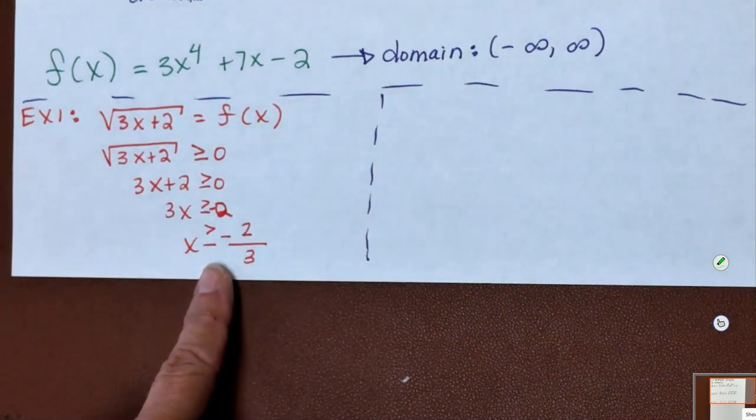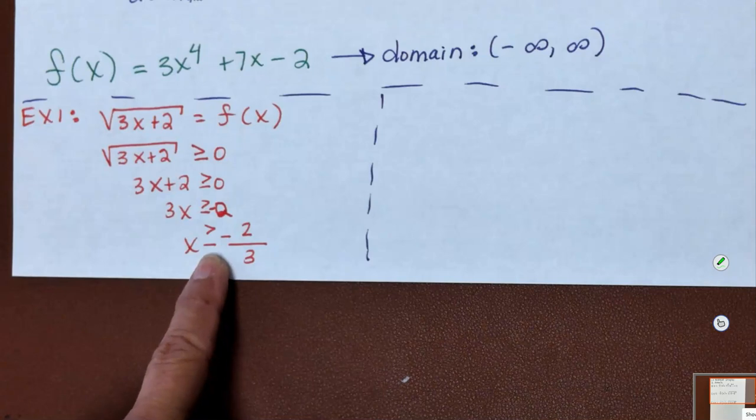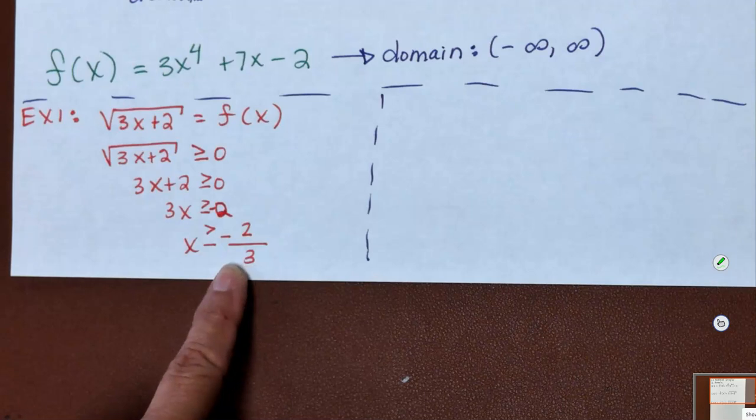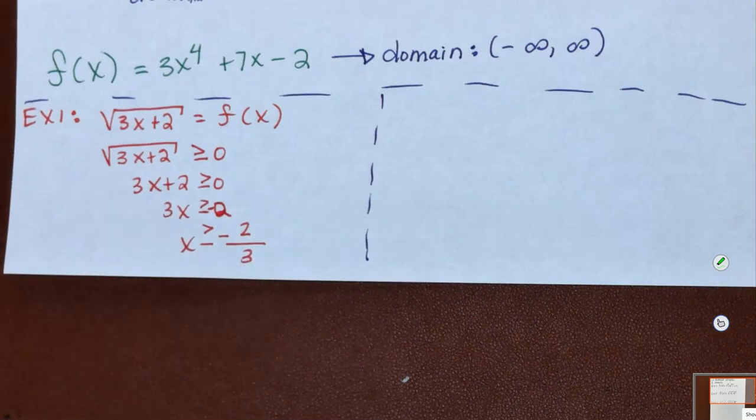So I have x is greater than or equal to negative 2/3. Any questions on that answer? That is the domain, but guess what? You have to write it in interval notation.